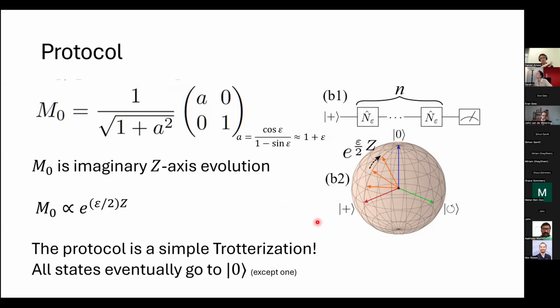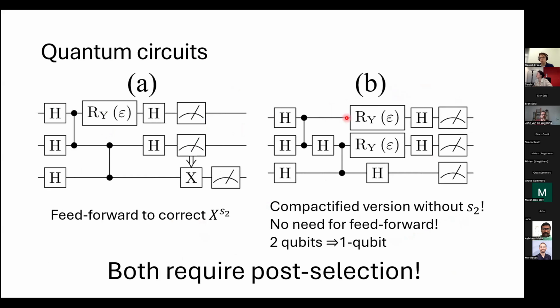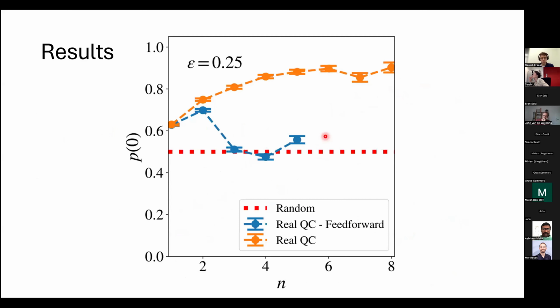So this is like a very small imaginary time evolution, as you can do with usual time evolution, okay? This is like a totalization in the imaginary time, okay? So all states will go to zero except this one state, okay, here, because it doesn't have a zero coefficient. So this is the protocol. And now what I get here is that I can have two different ways, okay? And they will require post-selection, but you need to correct this feed forward. So you either correct it or you just get rid of it by removing the problematic parts. Okay, so this is just details. I just want to show you the results here.